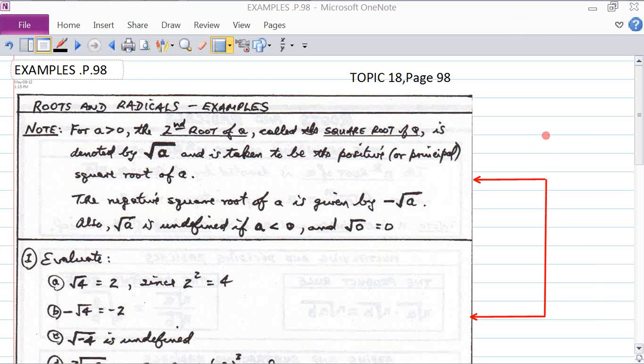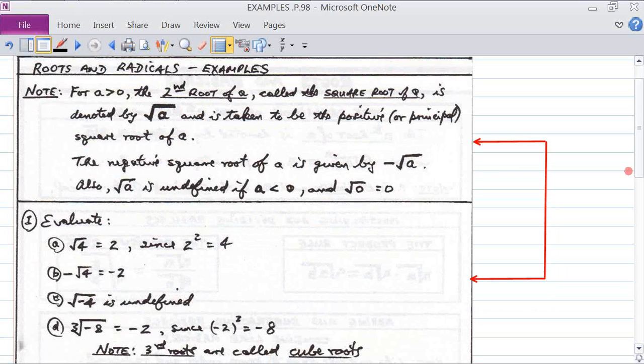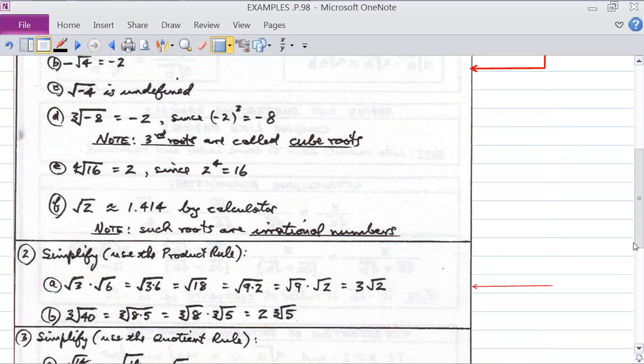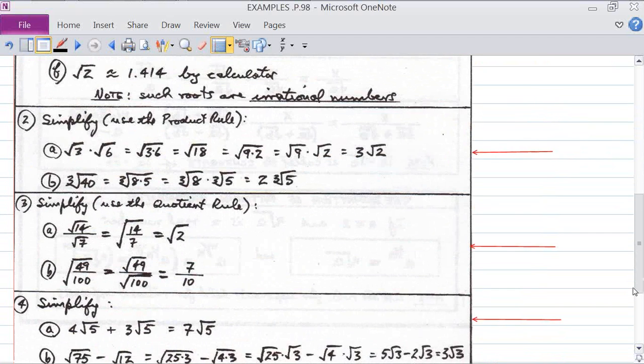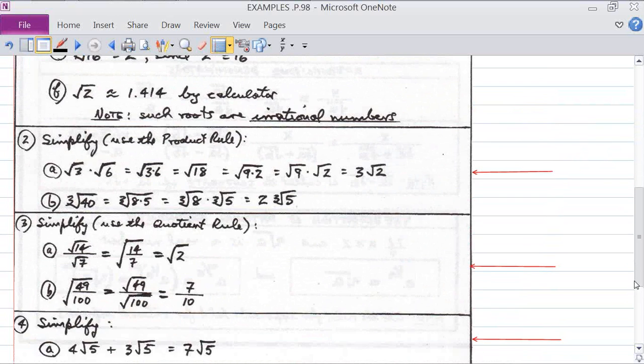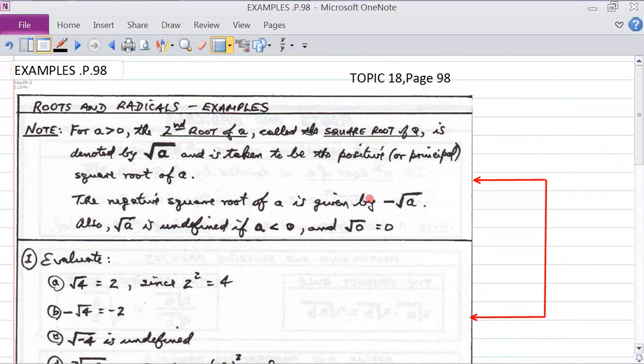So we're on page 98, and what we're going to do here is go through the notes on the definition of the square root of a, and then we're going to look at a number of examples. So examples 1, 2, 3, and 4 from page 98.